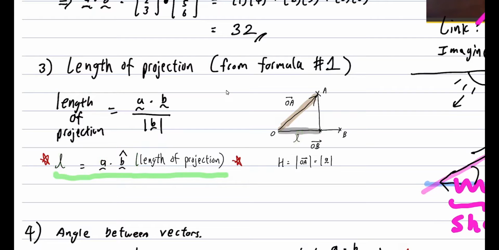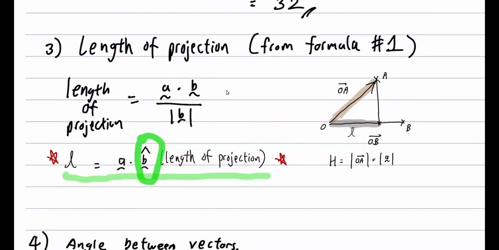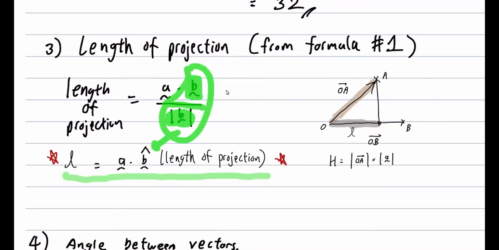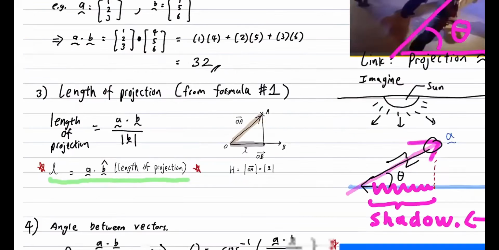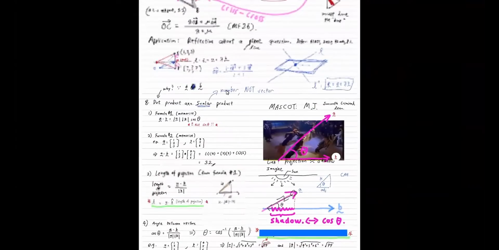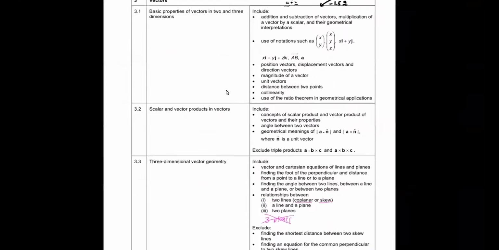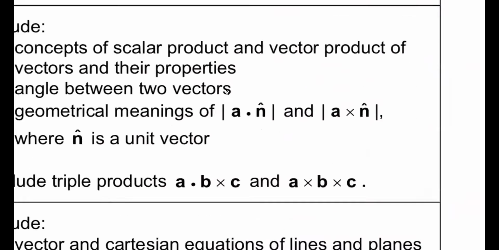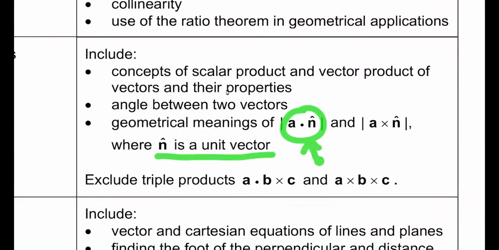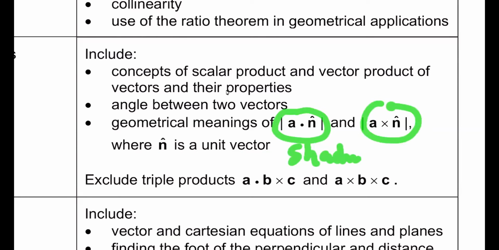Then it will be this guy. What's this? B hat, the unit vector of B. Very good. How do you get a unit vector? You take the vector, divide by the length of the vector. This is in the syllabus, by the way, where n is a unit vector. This is the geometrical meaning of this fella: it means shadow. This other guy is perpendicular distance, which I'll talk about later.